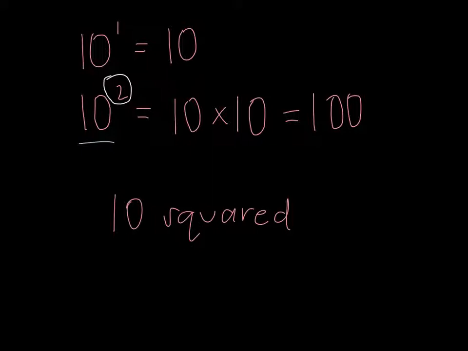And a little pattern that you may notice is when we were talking about 10 to the first power, there is 1 zero, just like there is 1 as my exponent. When I solved 10 to the second power, or 10 squared, my answer had 2 zeros. And notice that my exponent is the number 2.